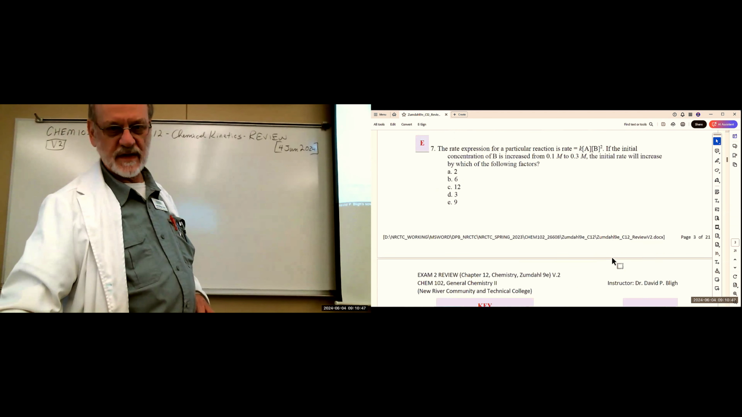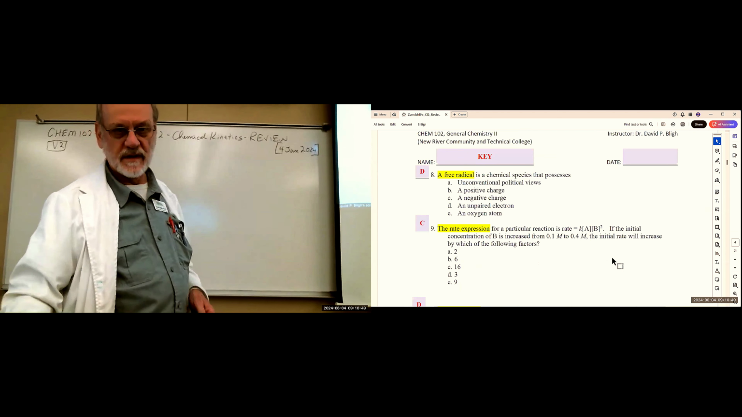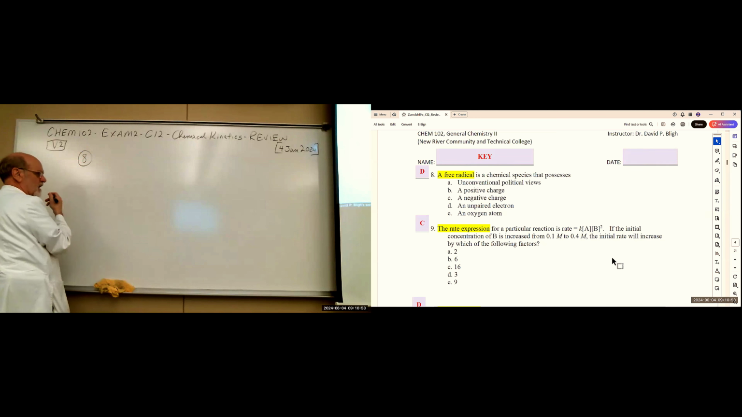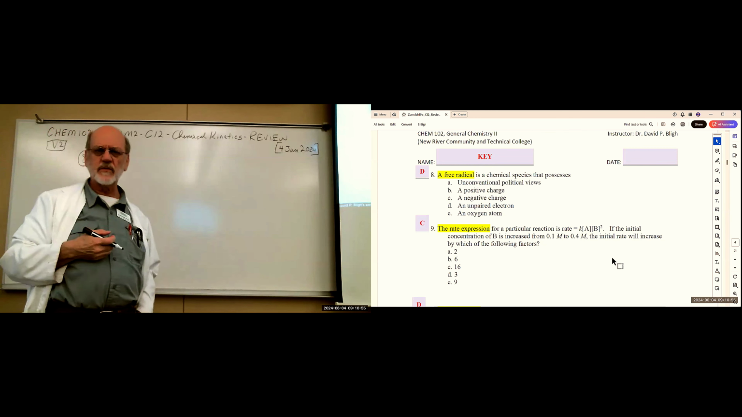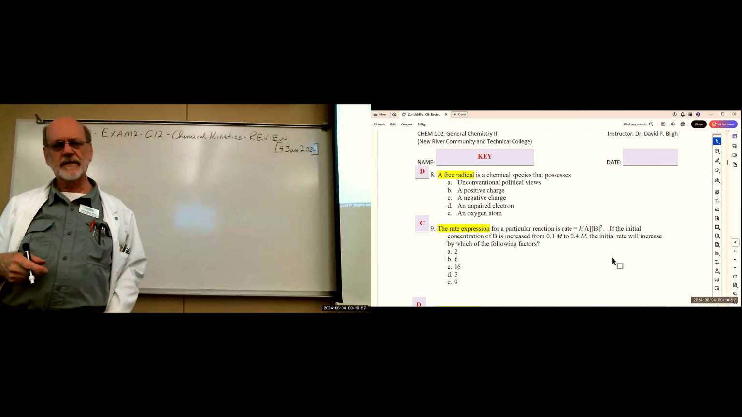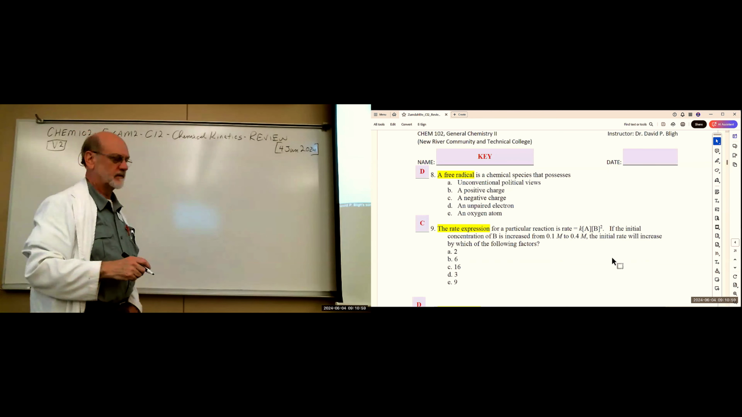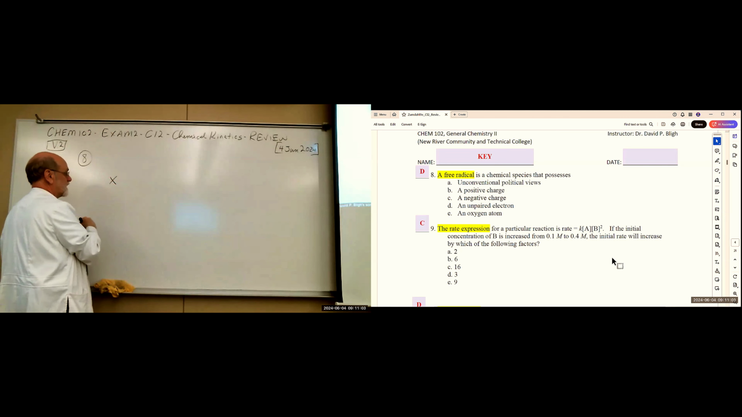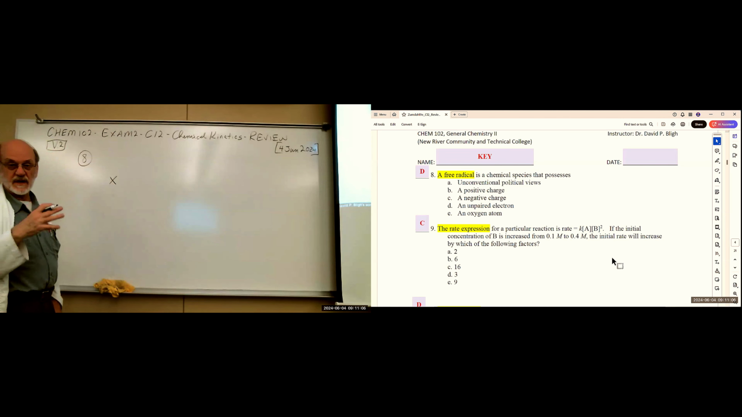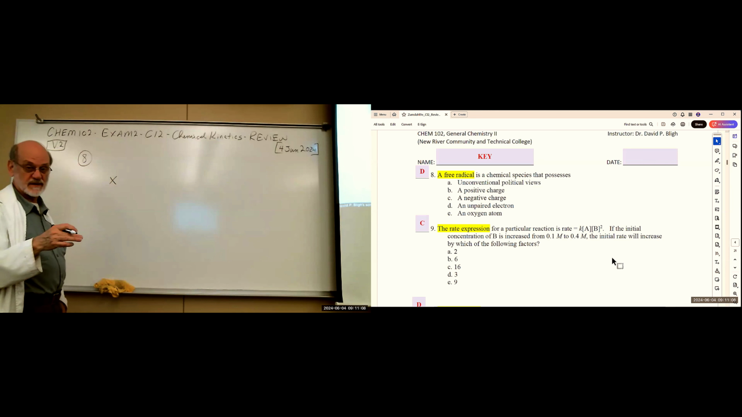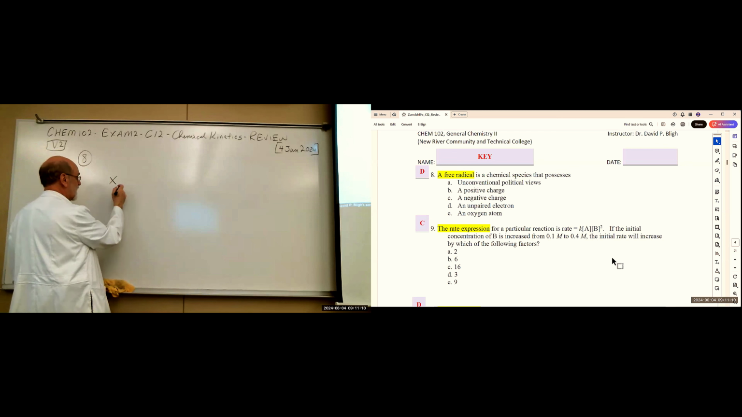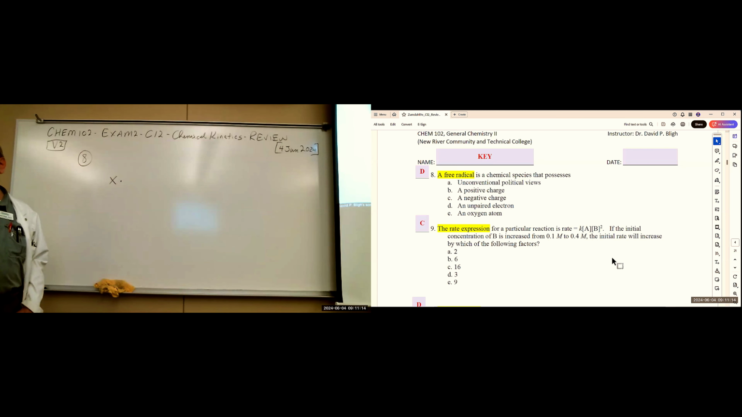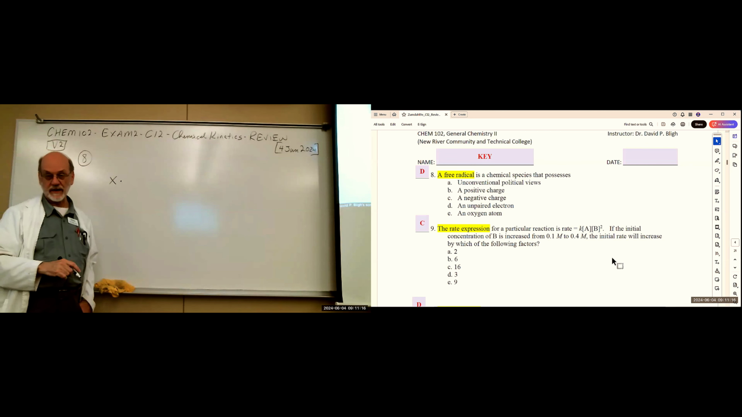All right, let's see. How about number 8? I don't even know. I don't remember if we talked about this one or not. Free radical? Maybe we talked about it last semester. What's a free radical? A free radical is anything. It can be an element, it can be a compound, it can be an ion. As long as it has at least one unpaired electron, that's a free radical.